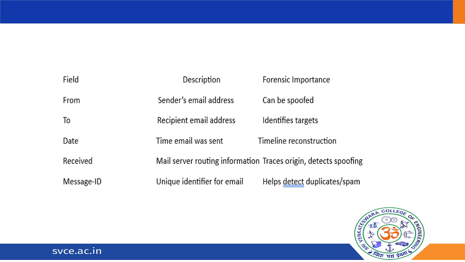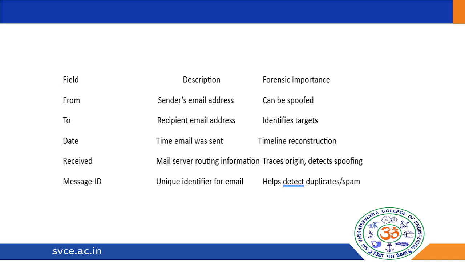From and To: From is your sender email address, and To is the recipient email address. Date is the date the mail was sent. Received means by what route it was received, that is, the mail server routing information. Coming to Message ID, it is a unique identifier for the email. Based on this Message ID, it can detect whether it is a duplicate or a spam mail.